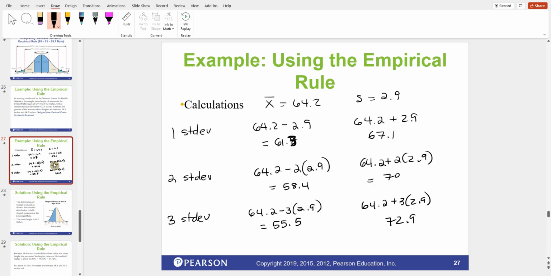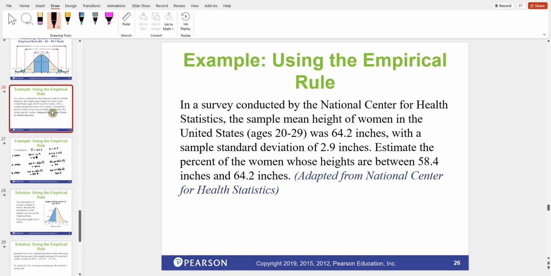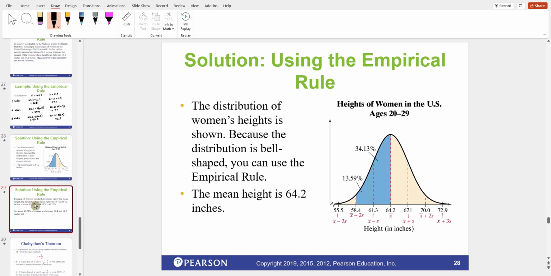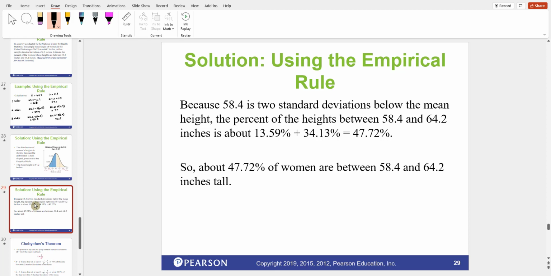So the question asks, estimate the percent of women whose height is between 58.4 and 64.2. That's the blue shaded area. So you would take 34.13 and 13.59 and add them together, and you will get 47.72%. So about 47.72% of women are between 58.4 and 64.2 inches tall.